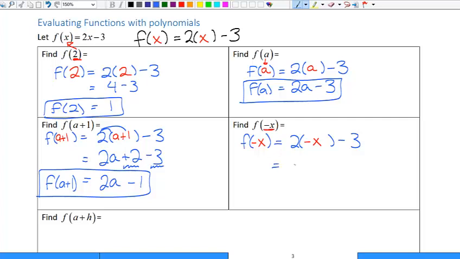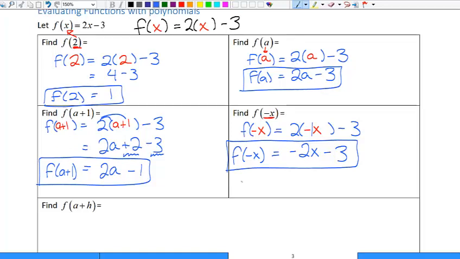So now I have 2 times negative x. When I multiply those, that gets me negative 2x minus 3, because I'm multiplying the negative 1 times the positive 2. That gets me negative 2. And bring the x, and then that is f of negative x. There's nothing else that's like terms. They don't combine, so we're done.